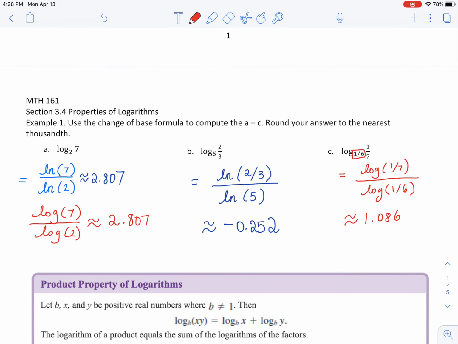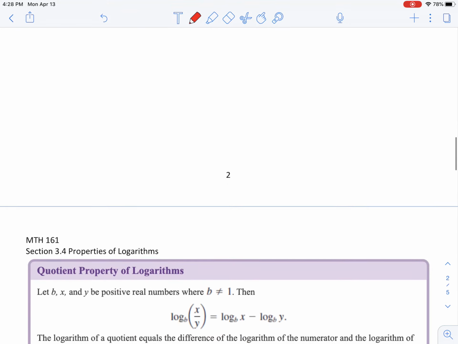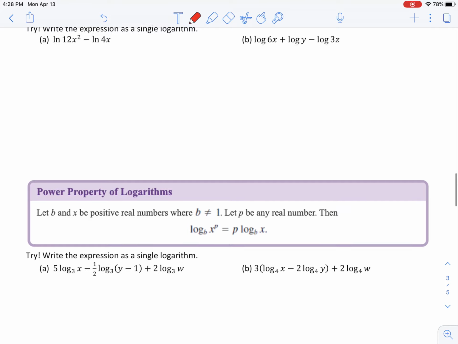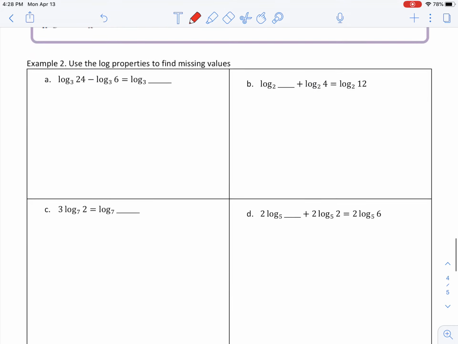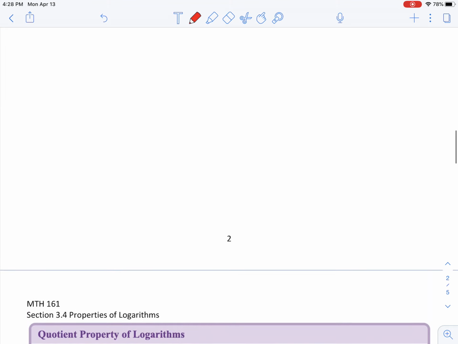Now let's go over something a little more exciting, okay? The product property of logarithm. Okay, we're now on the product property of logarithm. And then we may be able to do the quotient property, and then I'll come back and maybe finish page 4 and 5, okay? All right, the product property.